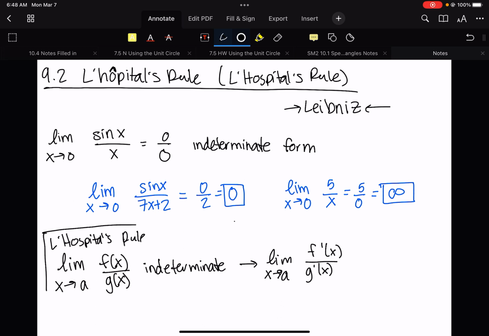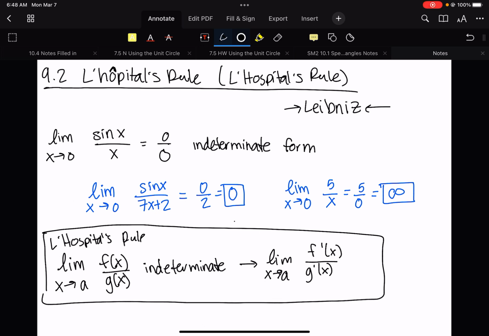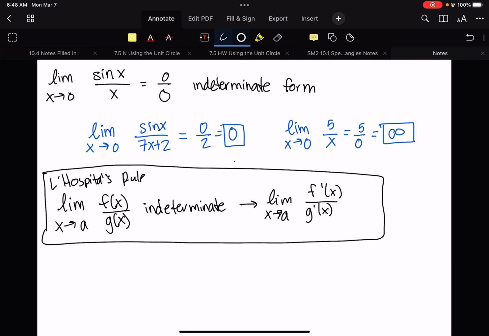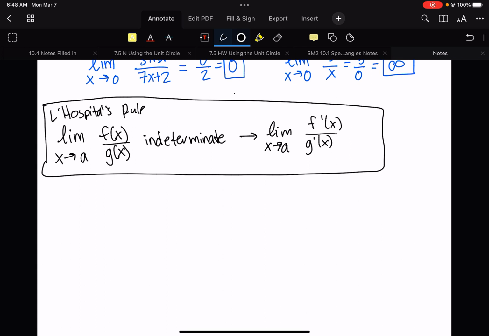Put a box around it, put a star around it. This is one of my favorite ways to take a limit because it's just so simple. So let me go ahead and go through some examples, and I'll walk you through especially some of the important notation that you want to be aware of as you use L'Hopital's rule.